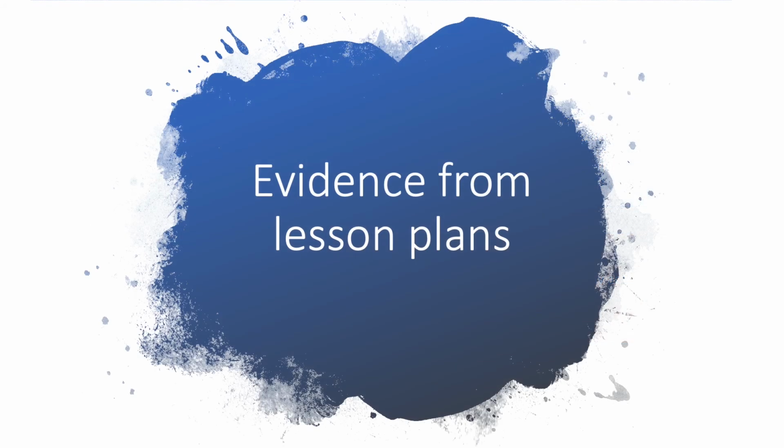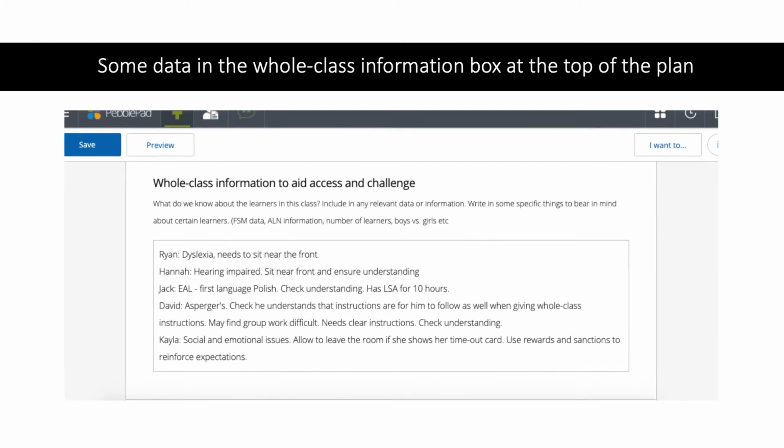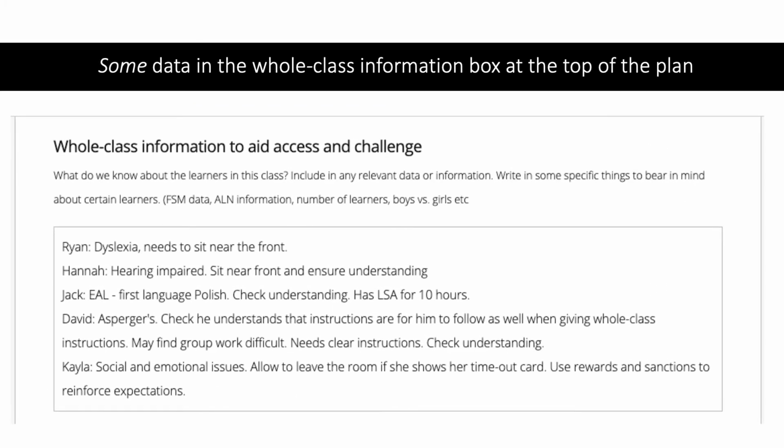Okay, so the first place that we look in terms of evidence to support our judgment that this student is actually aware in this standard is within their lesson planning on the PLP. And looking at the top box of this particular student teacher's lesson plans, it's clear that class data has been considered. It's present in the top box of the plan, but it looks to be fairly generic and has perhaps just been copied and pasted from Sims or from another spreadsheet that's been given to them by the mentor.